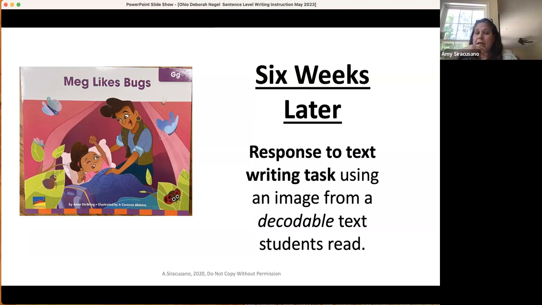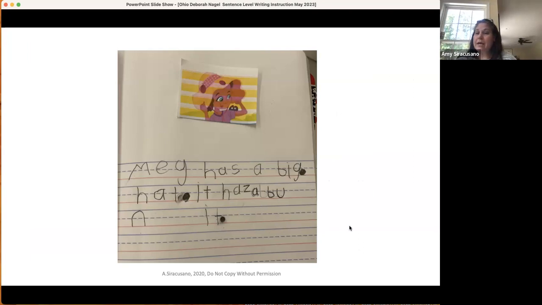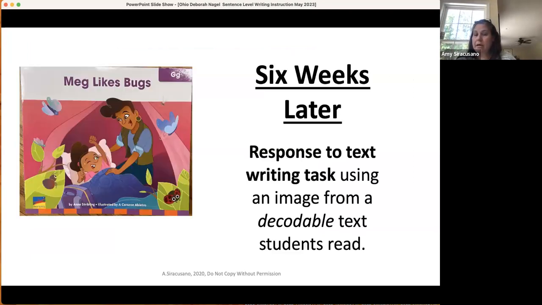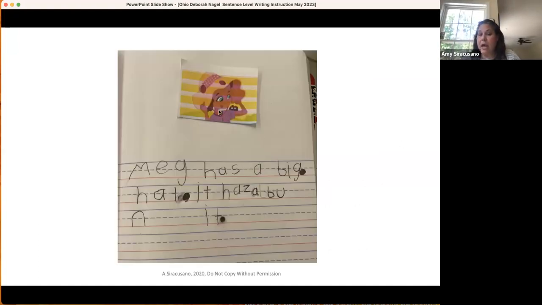So 6 weeks later, she knew that her system wanted kids to do response to text. Tough stuff. It's scary. So they had to read decodables, which is great. They were reading Meg Likes Bugs. And so what she decided to do is take a picture from the book and have them do a response based on the picture. So here is Meg with her bugs and bugs on her hat, and they could write about the image. Meg has a big hat. It has a bug on it.